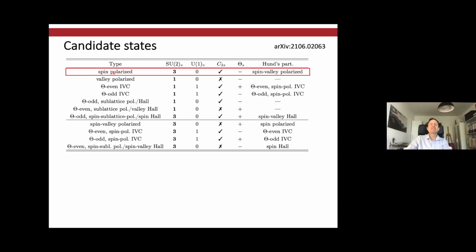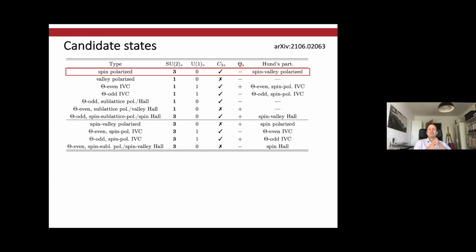For instance, one state is just a spin polarized state. That's probably the simplest state you can think of. The order parameter is a triplet under spin rotation. The valley conservation is not broken; valley U(1) is still a symmetry. C2Z is preserved, and it's odd under spin time reversal.